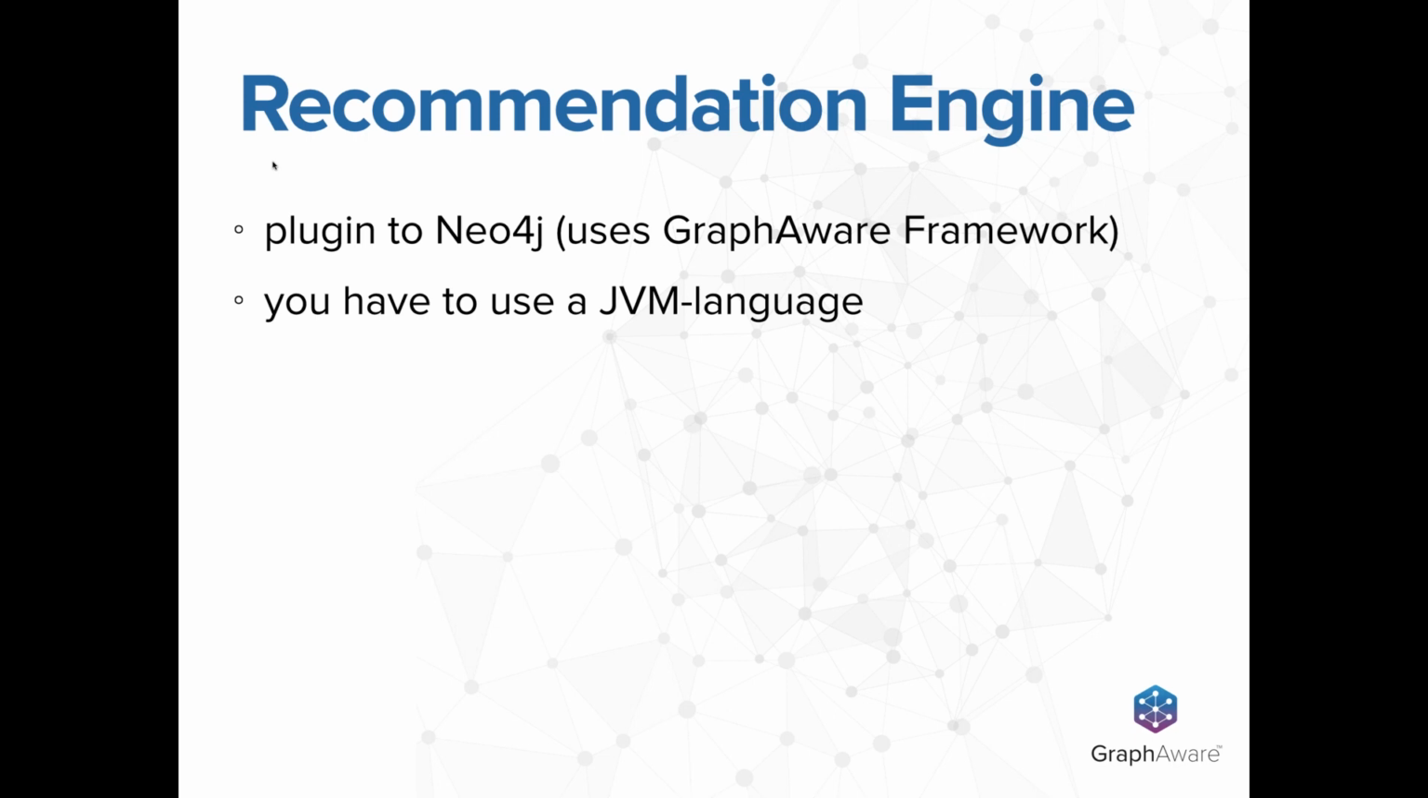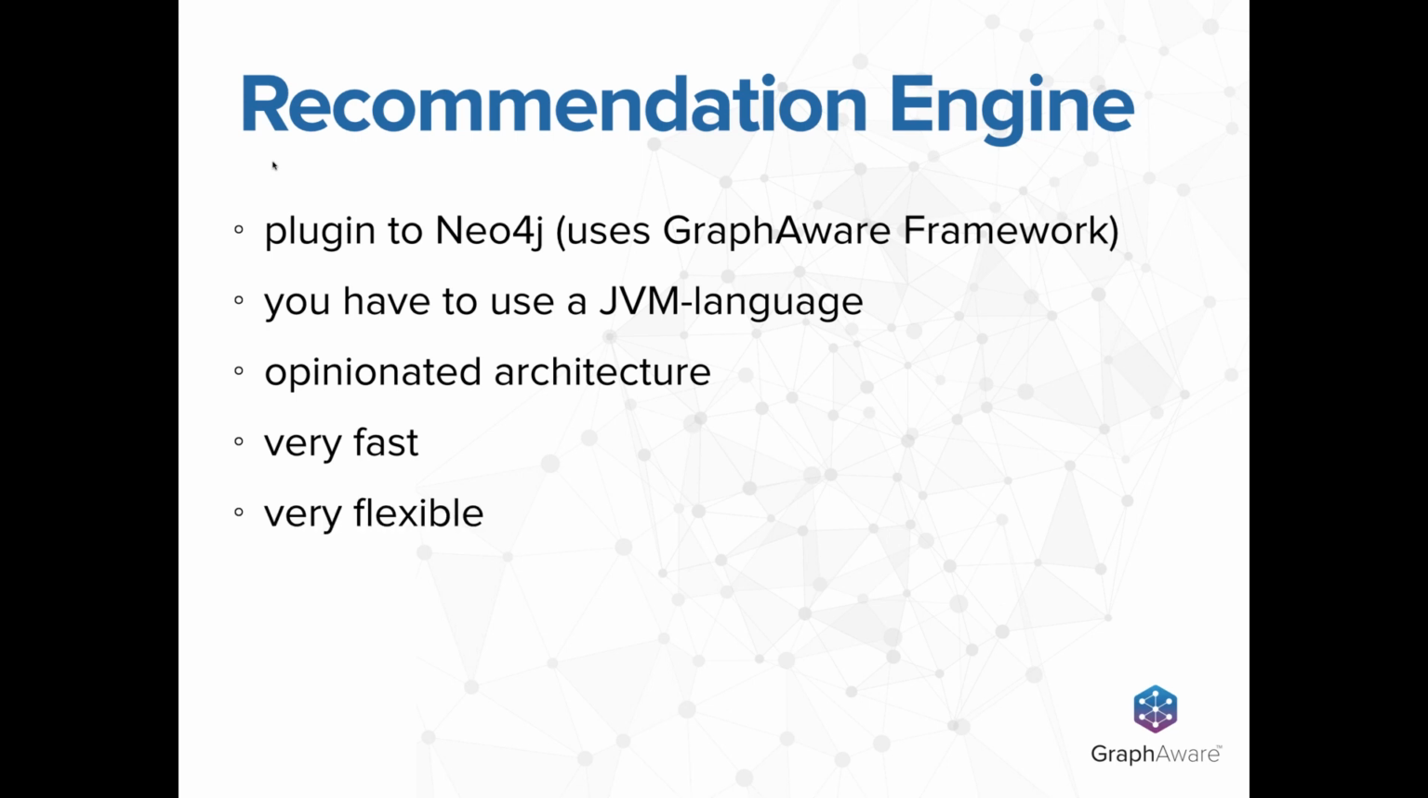You have to use a JVM language, so Java or Scala, because it's built for high performance and it's built using Java. It has an opinionated architecture that you kind of have to follow, which we think is good for building these recommendation engines. It is opinionated, but in return it gives you fast results and a very flexible way of building a recommendation engine. The library handles all the plumbing, so what you focus on is just implementing the business logic that only you know.